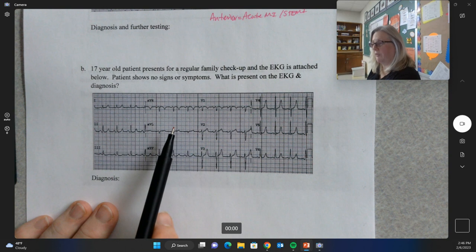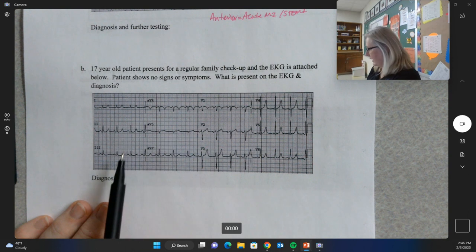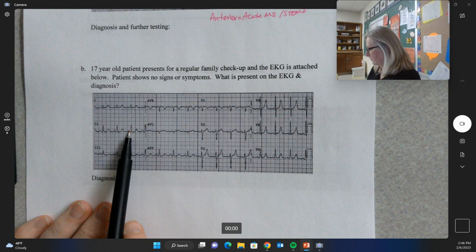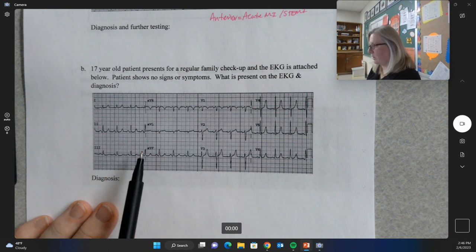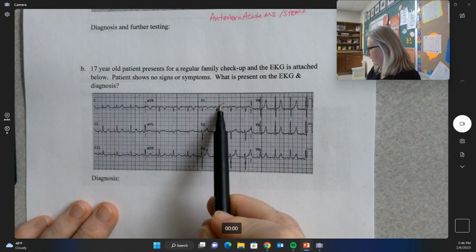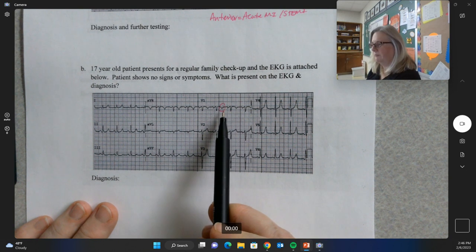Lateral region of the heart, perfectly normal. 2, 3 in AVF, I don't see anything in there either. That looks normal. Over here, though, I do have an inverted T in V1.